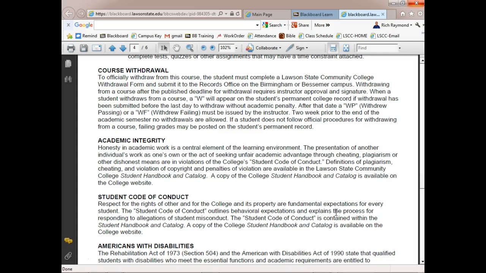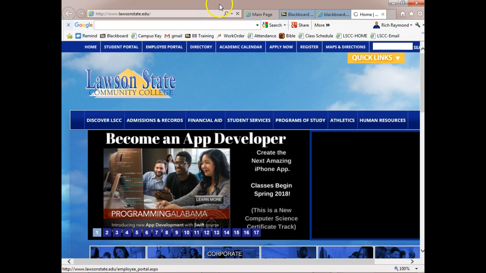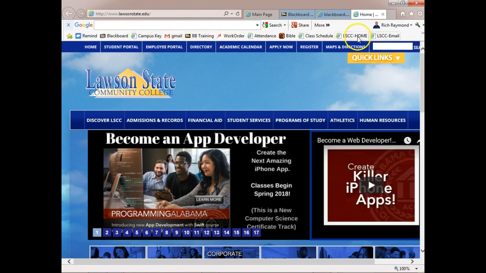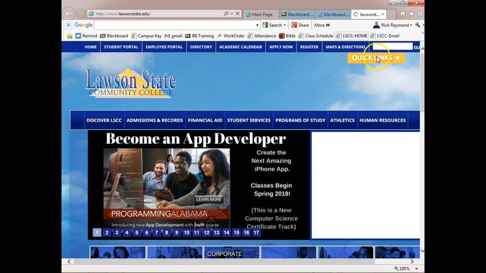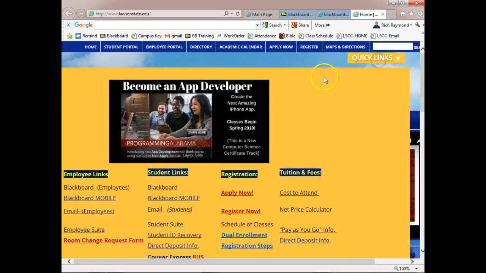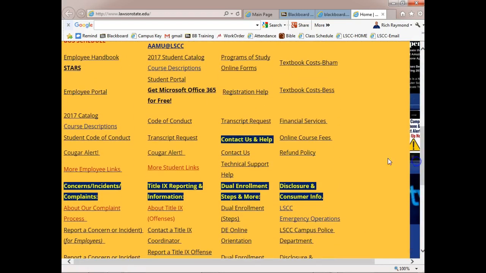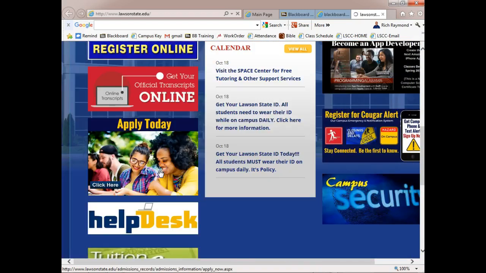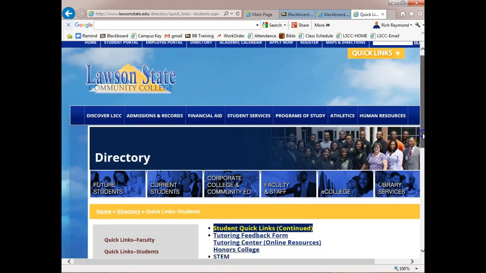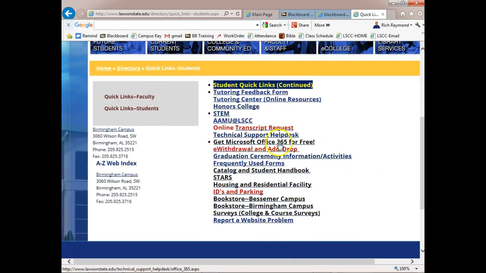Well, we can withdraw from the course online. It's not hard. You can just go to Lawson State's website. I'm supposed to have it up here somewhere. Oh, it's already there. Quick links. And then under student links, you probably need to go to more student links. And then right here in the center, it's actually in red, it says what? Withdrawal. And that's as simple as it is.